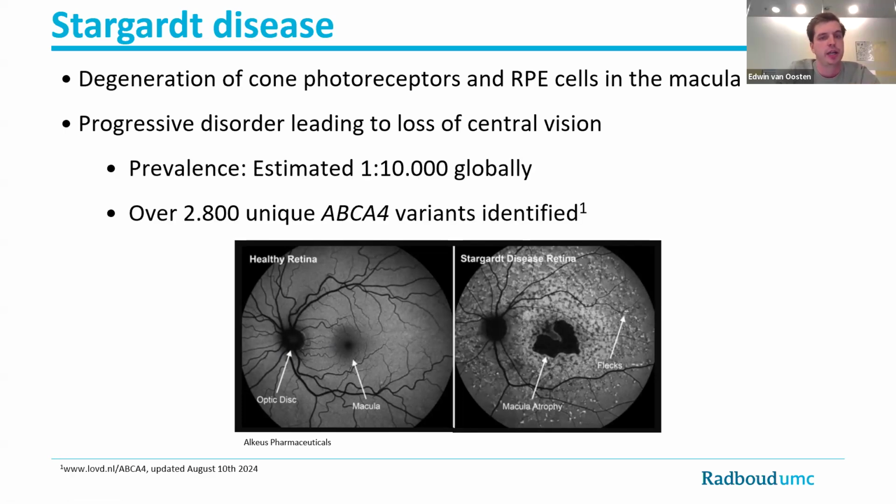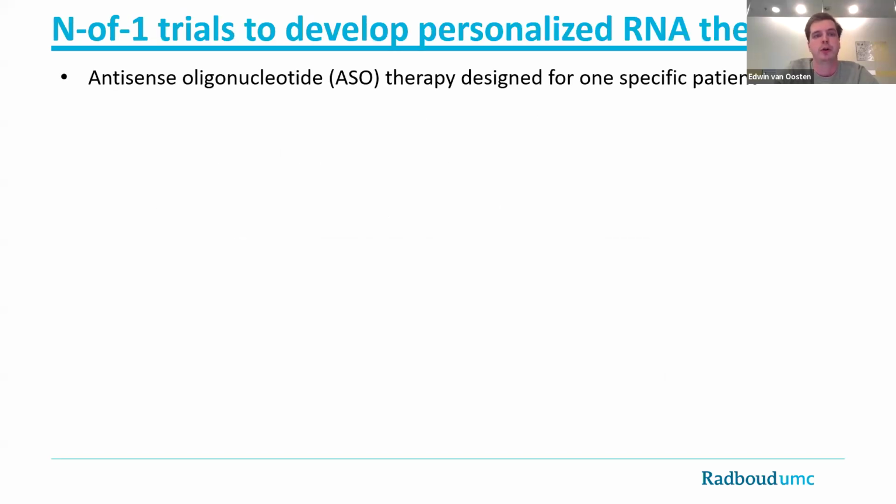Stargardt disease is estimated to affect about 1 in 10,000 people globally. And although Stargardt disease type 1 is caused by variants in the ABCA4 gene, over 2,800 unique ABCA4 variants have been identified, from which an estimated 1,800 are classified as pathogenic or disease-causing. Because there are so many disease-causing variants in ABCA4, there's also a lot of patients with ultra-rare variants or even N of 1 variants. So one patient carrying one specific disease-causing variant. And this gives the opportunity for N of 1 trials for personalized RNA therapies.